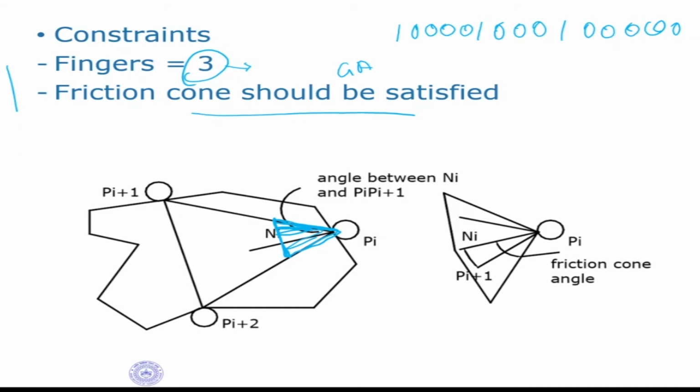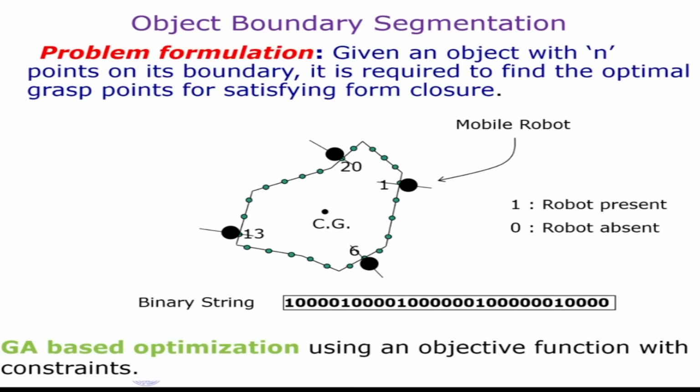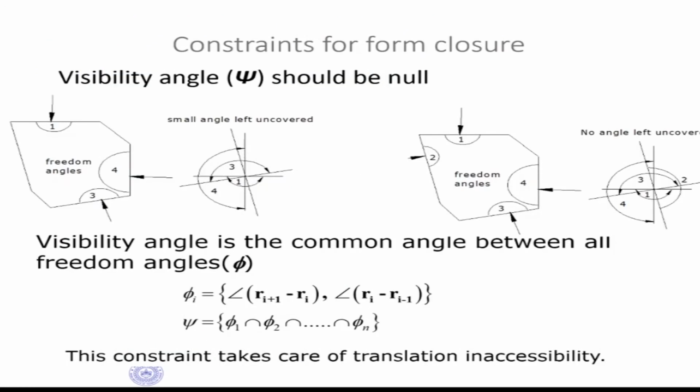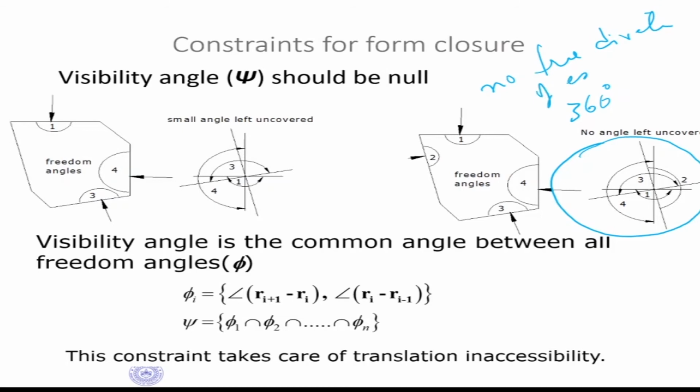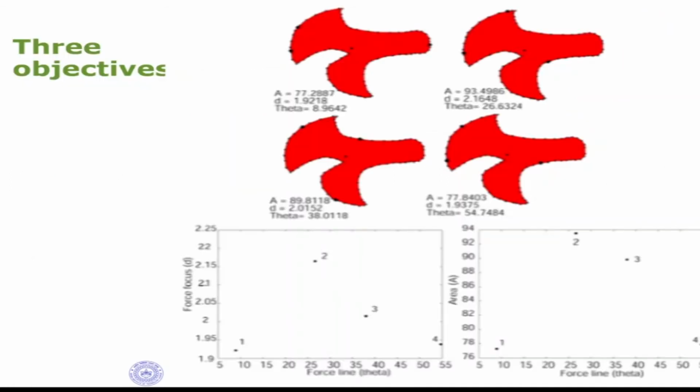Now, the accessibility angle is also used. Essentially, we do boundary segmentation exactly the same way: I divide the boundary into discrete points, make my binary string, and check the accessibility angle, the freedom angle, and ensure that the freedom angle covers 360 degrees in space. That means there is no free direction of escape. After placing the fingertips, the object cannot go in any direction, cannot escape. So that is a constraint.